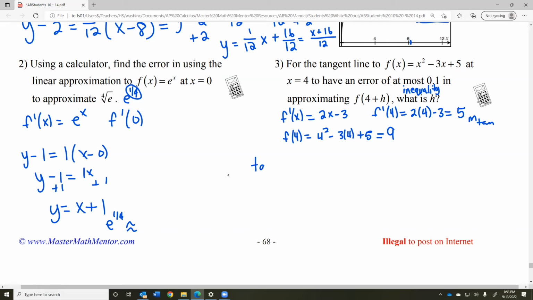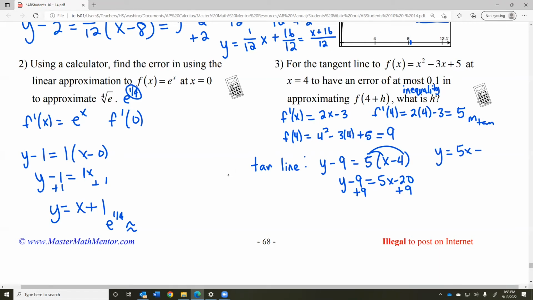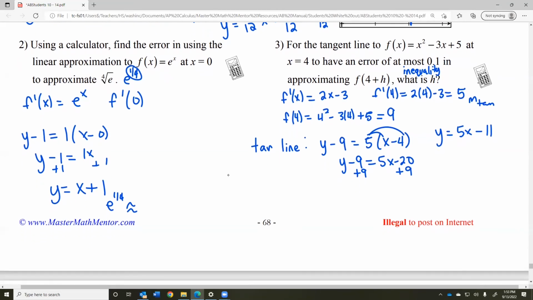So tangent line. So y minus 9 is equal to the slope, which we found to be 5, times x minus 4. We can distribute the 5x. So we get y minus 9 is equal to 5x minus 20. We can add the 9 to both sides. So we get y equals 5x minus 11.